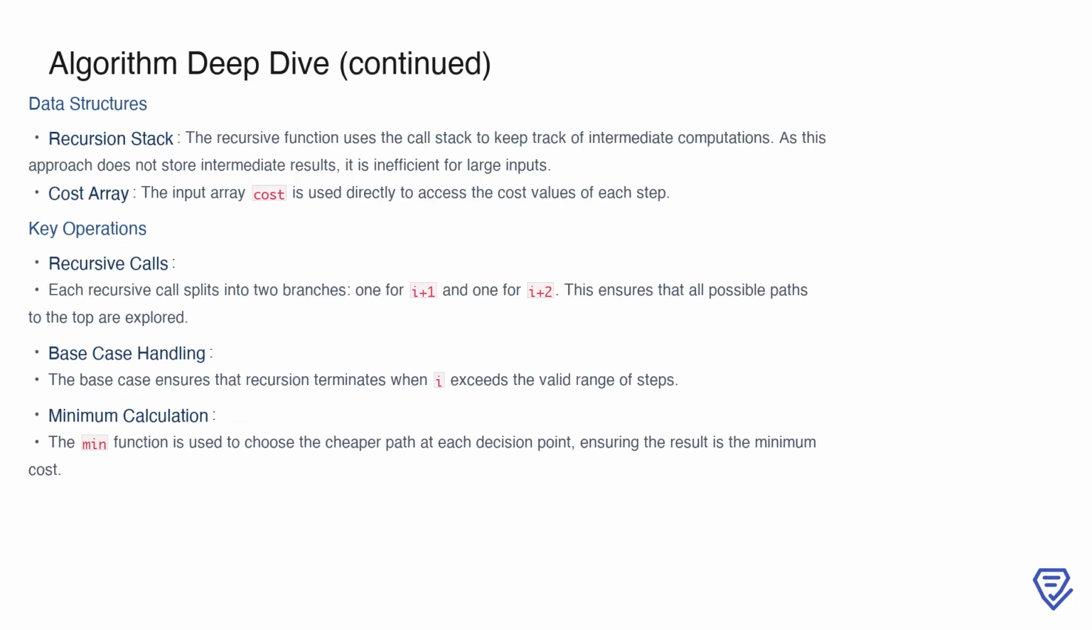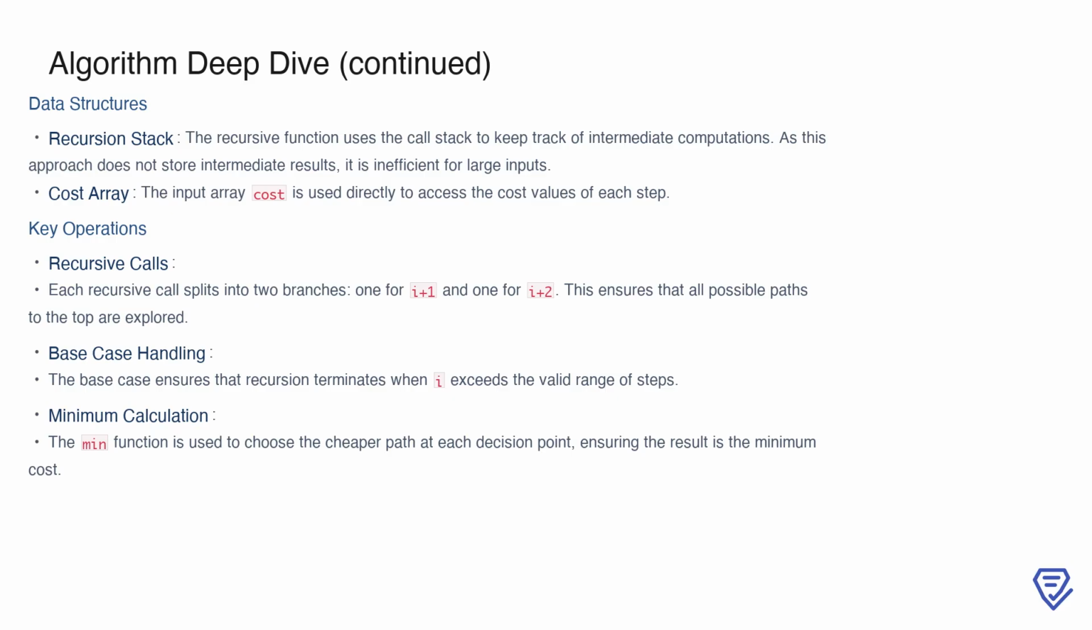Examining the data structures and operations involved, we see that the recursion stack is a key component. It keeps track of intermediate computations as the function makes recursive calls. However, because this brute force method doesn't store intermediate results, it becomes highly inefficient for larger inputs. The input array cost, on the other hand, is used directly to access the cost values for each step.